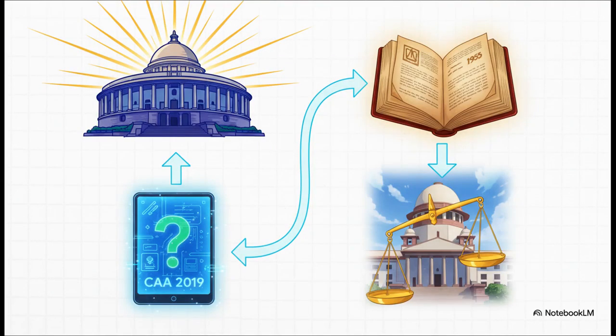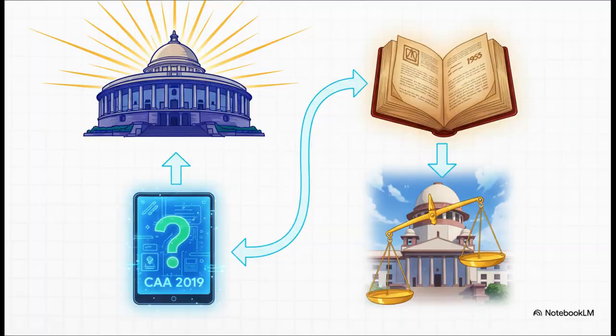Okay, so let's do a quick recap. What are the absolute must-knows? First, Article 11 gives Parliament vast plenary power. Second, the 1955 Citizenship Act is how they've used that power. Third, the CAA 2019 is the biggest modern test of that power, and it's still being decided. And finally, it's the Supreme Court that gets to draw the ultimate line in the sand between that power and our fundamental rights.